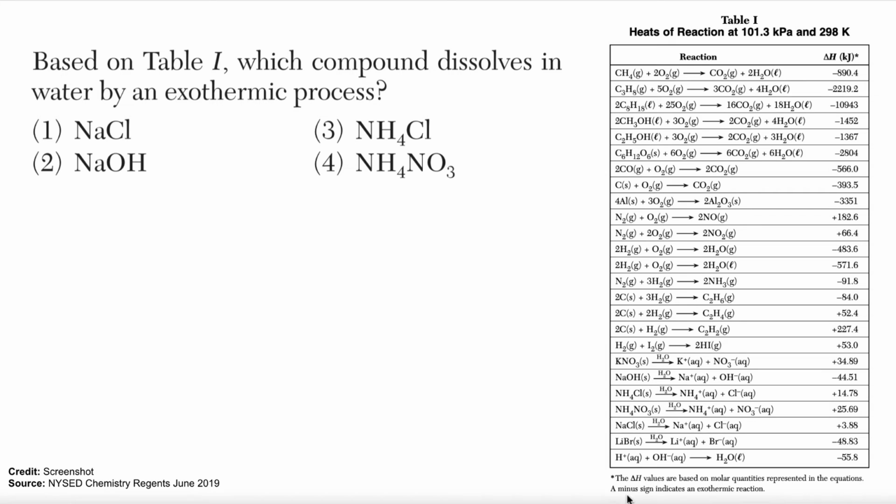Remember, a minus sign for the delta H indicates an exothermic reaction. So if I look, the only of those four options that has a negative delta H is sodium hydroxide, NaOH dissolving. So my answer is 2.